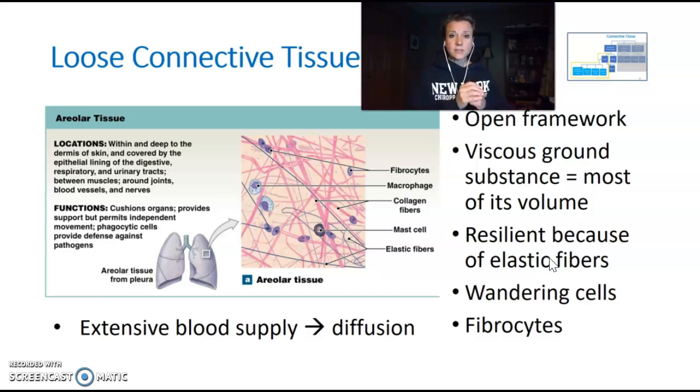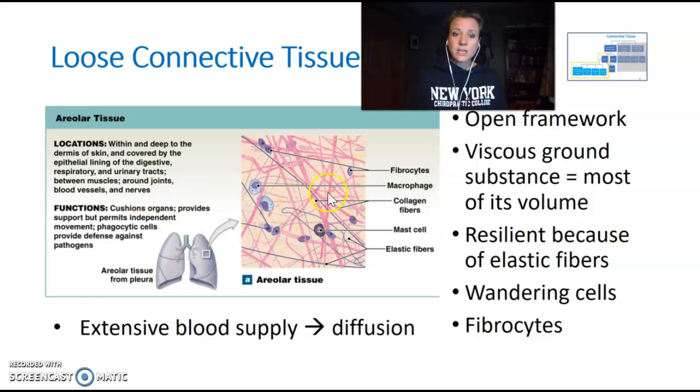They're going to pass through this tissue. They contain a lot of cells called fibrocytes, and these fibrocytes are the ones that are synthesizing and secreting the elastic fibers that are found inside of this tissue. And if you look at the picture here, it gives you some indication as to where you would find areolar tissue. Within the dermis of the skin, which is something that we're going to cover next week. The epithelial lining of the digestive, respiratory, and urinary tracts, between the muscles. So you're going to find this tissue in a lot of different places.